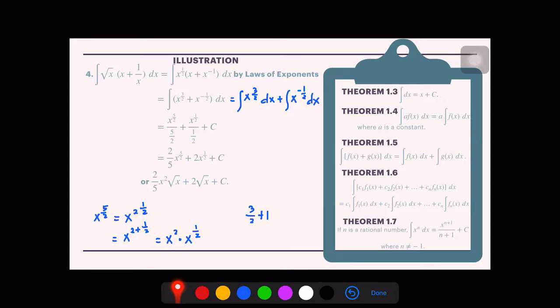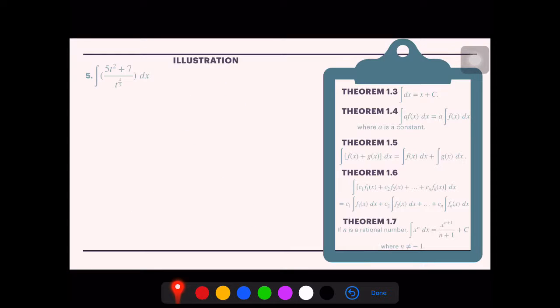But how about if we have this? Don't worry, we can actually decompose the fractions. That is, this is the same thing as this. Then simplifying the exponents, we'll have this.